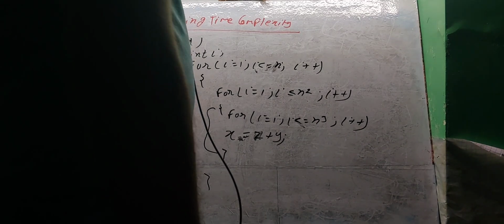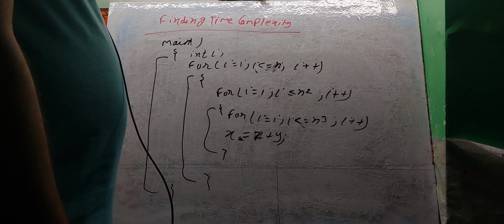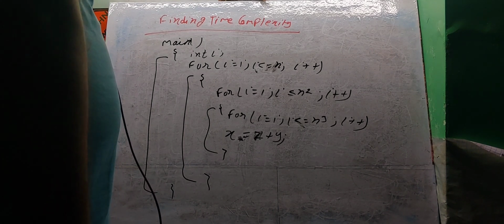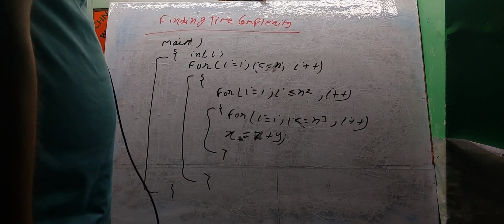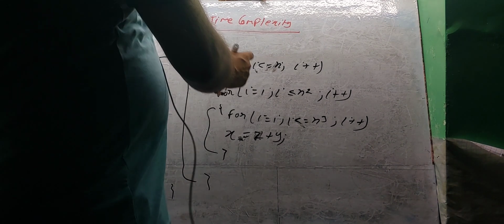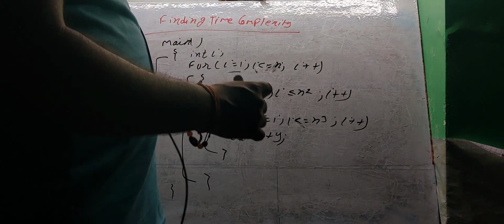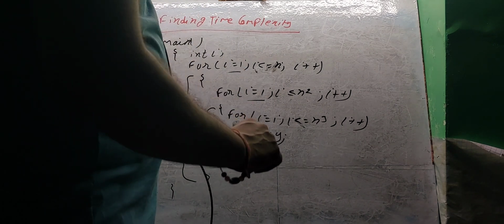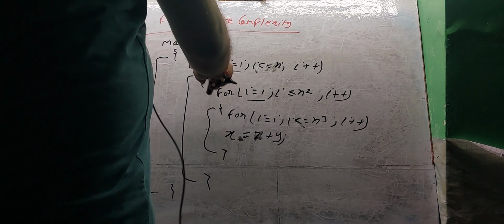Now let us try to solve this problem. In this problem there are three for loops. Initialization of I, j is there is only one variable, that is I. Okay, now let us try to solve.